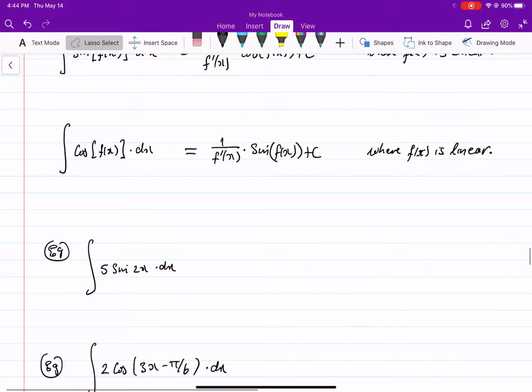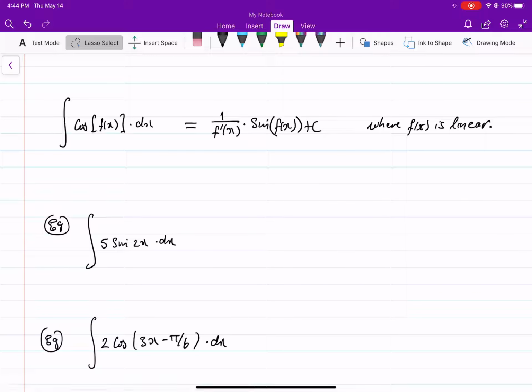Okay, so let's try some of these. First example, 5 times the sine of 2x. Well, 2x is in the form f of x, and it's linear, right? 2x is a linear expression. Remember how I was pulling the constant out of the integral? I don't have to. So in this case, I'm not going to do it. So I'll just write back the 5 times, and then I'll integrate the sine 2x dx.